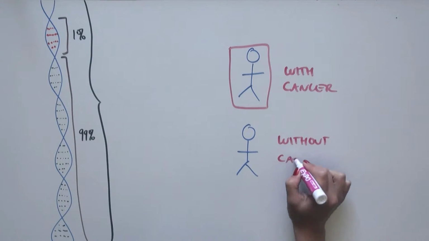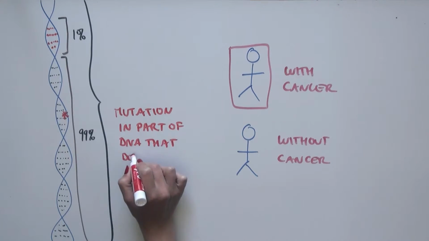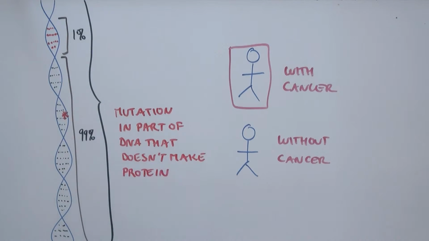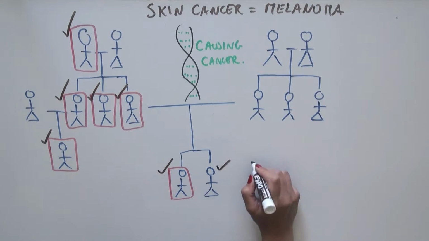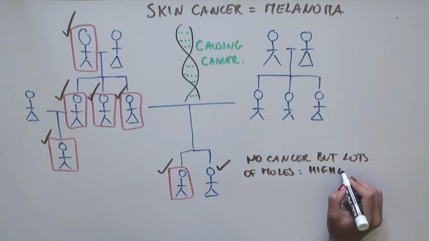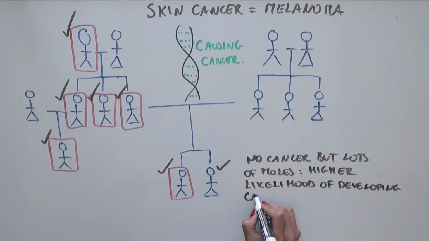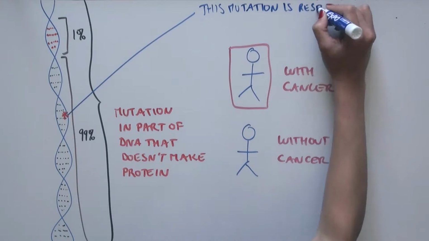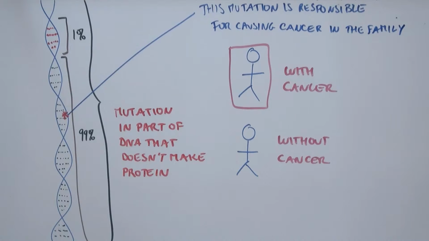And what they found was a mutation, or a change in the DNA sequence, in a part of the DNA that doesn't make proteins. This mutation was found in all individuals that had developed cancer, but only present in one individual that didn't develop cancer, but instead had many moles, which increases one's likelihood of developing melanoma. Considering the size of the family, this provides strong evidence that this mutation is responsible for causing cancer in the family. So how could this mutation be involved in causing cancer?